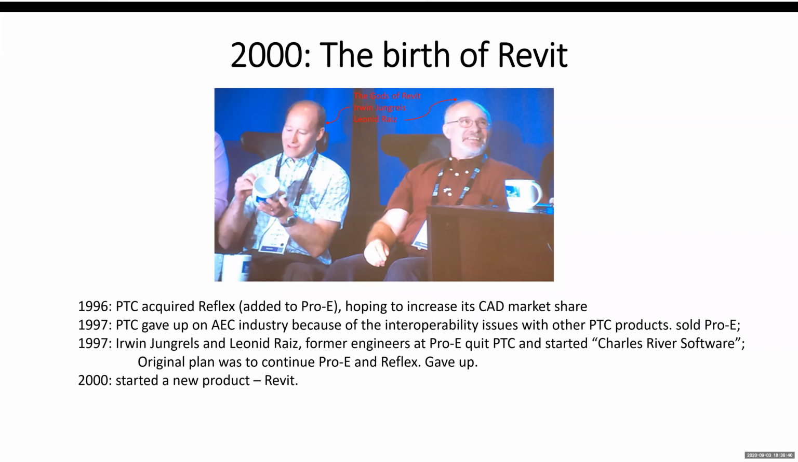So they sold Pro E. And because this Reflex was added to Pro E, Reflex was also sold together. At the same time, the founders of Pro E quit PTC and started their own company called Charles River Software. I think it's in Boston. Their original plan was to continue their Pro E and Reflex project, and they finally gave up. And about 3 years after that, they started their own new project called Revit.